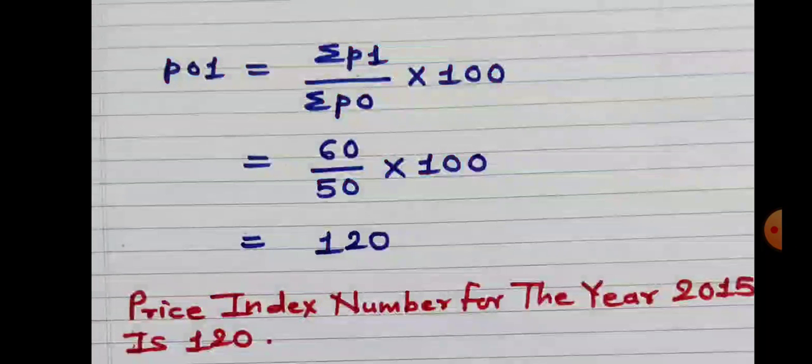Now apply the formula of price index number. P01 is equal to sigma P1 divided by sigma P0 into 100. So 60 upon 50 into 100, finally we get 120. So what is the answer here? 120. So the price index number for the year 2015 is 120.